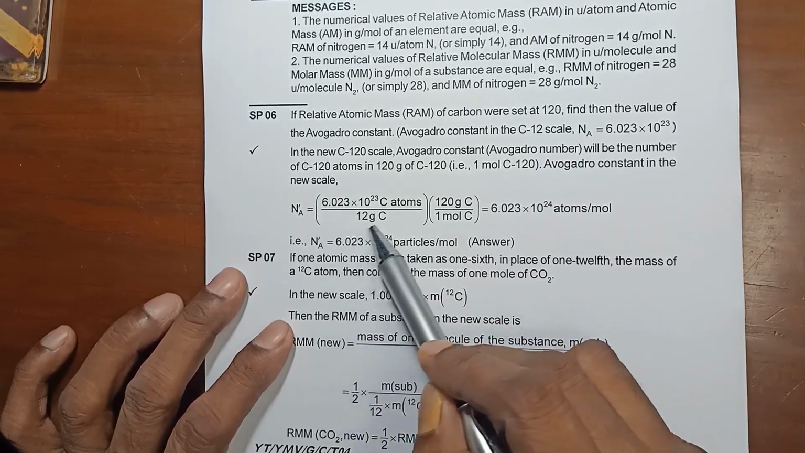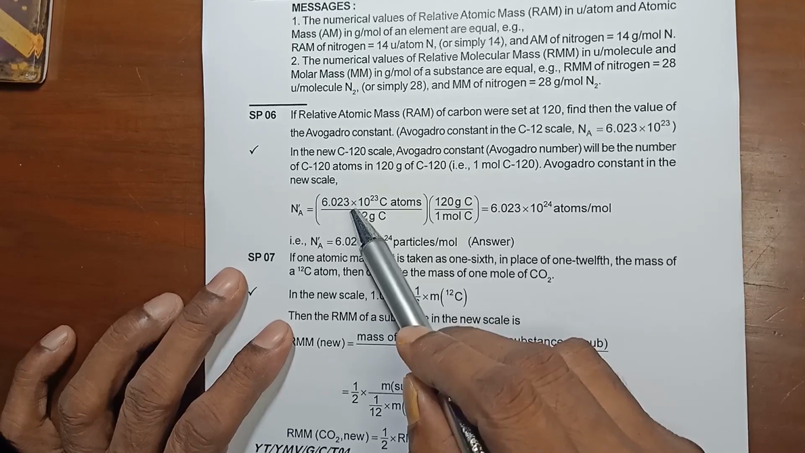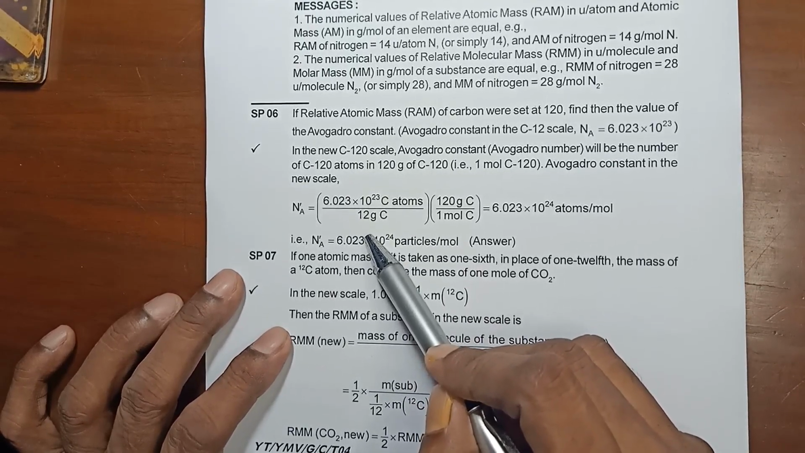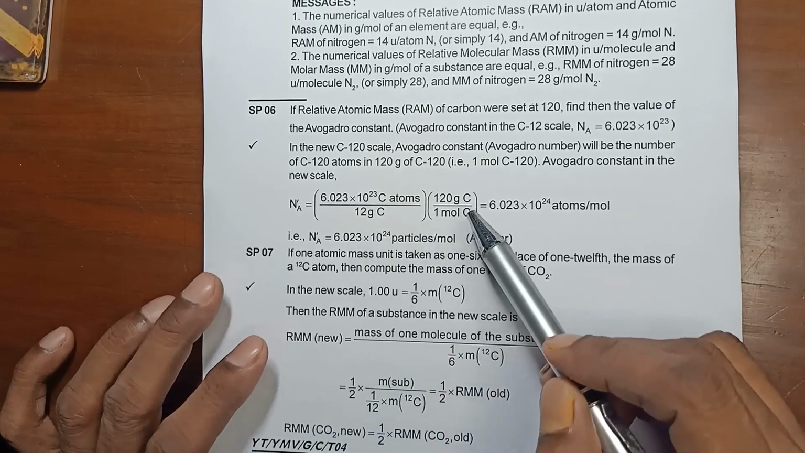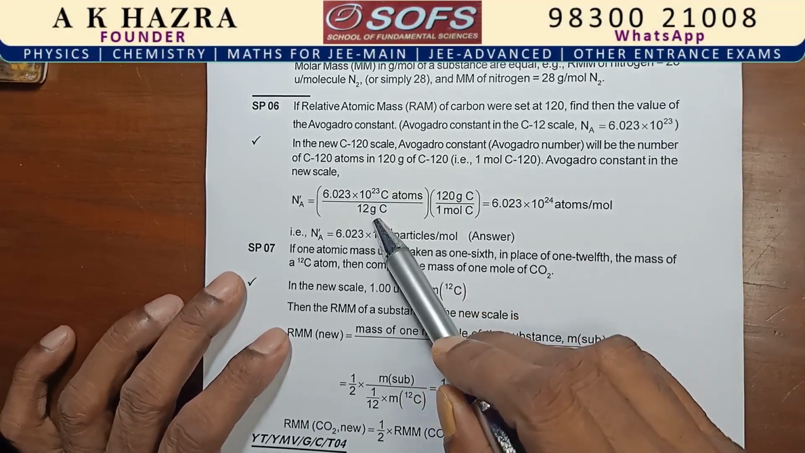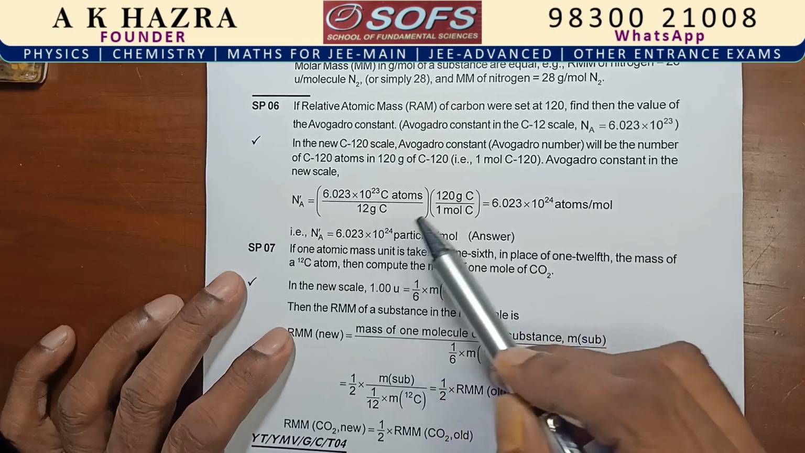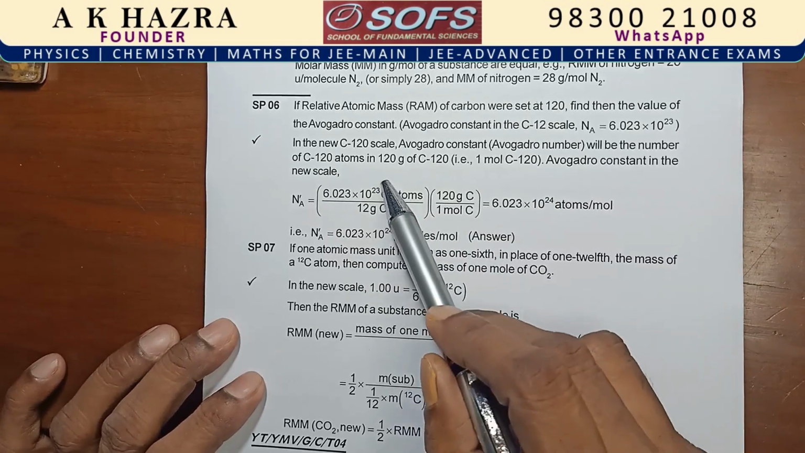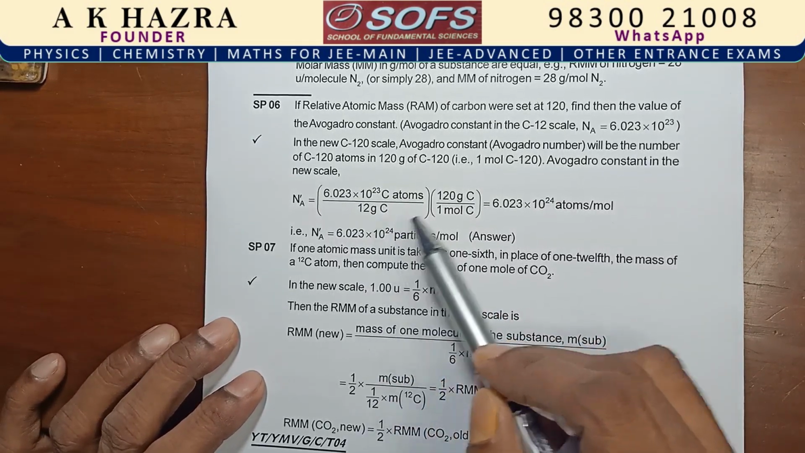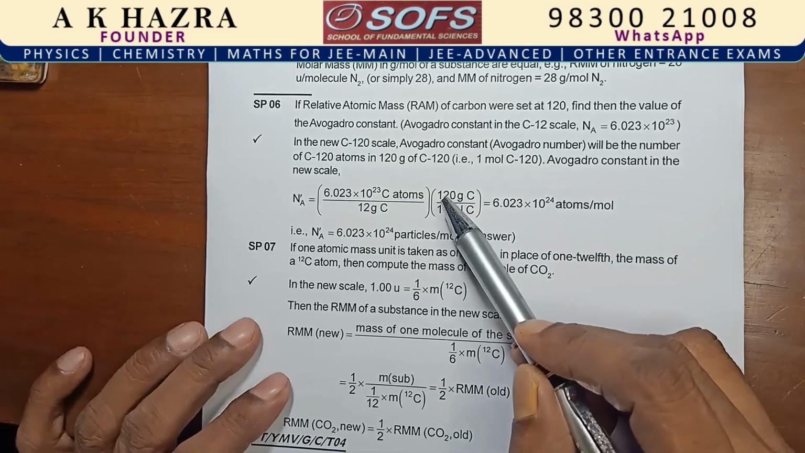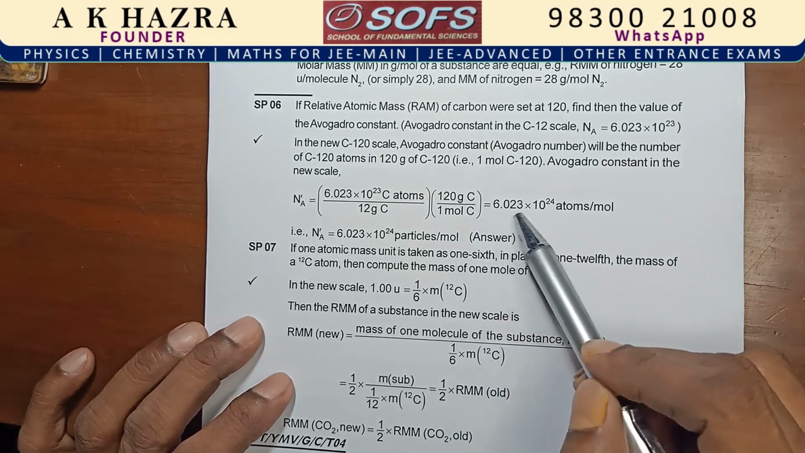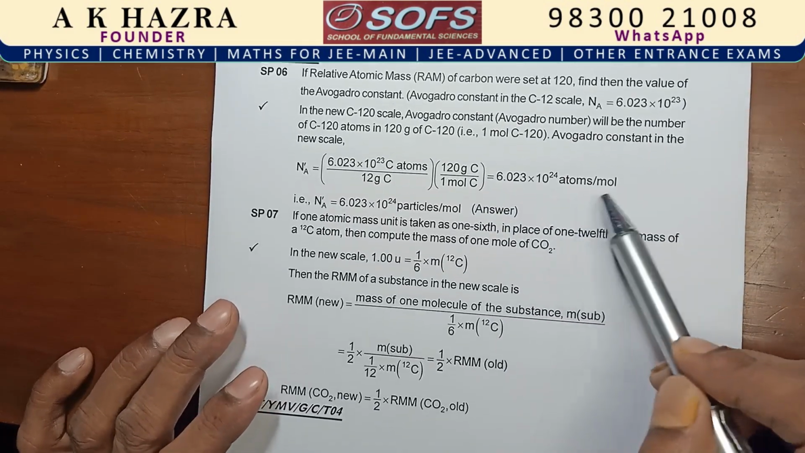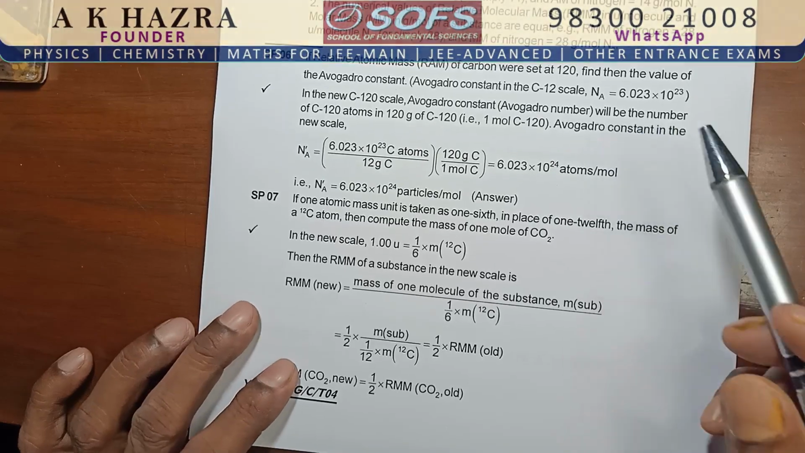This is the 6.023 × 10^23 carbon atoms in 12 gram. We need the number of carbon atoms in 120 gram. So, it is a per gram carbon factor level concept. For 120 gram carbon by 1 mole carbon, atoms per gram carbon multiplied by 120 gram. So we will find the number of carbon atoms in 120 gram carbon, meaning in 1 mole carbon. That is the new Avogadro number in the new scale.